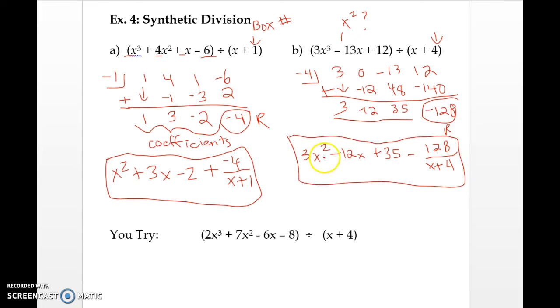And we know it's going to be x squared because we started with x cubed, and when you divide, you take away 1 power. So instead of a cubic function, now we have a quadratic function. So pause the video right now, try to do this next problem, and then resume the video and see if you got the answer right.